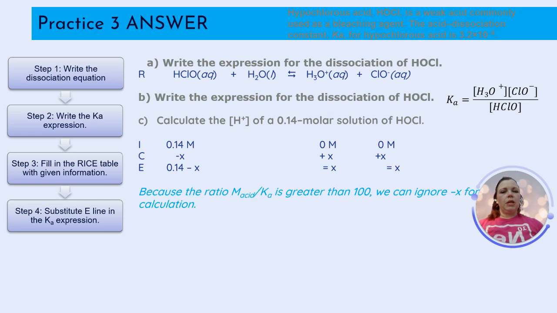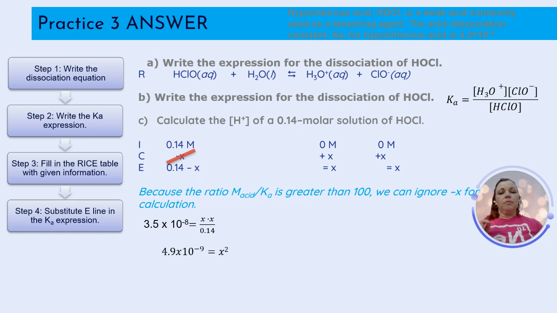We're going to be able to ignore the minus X in the reactants because the ratio of the molarity of acid to Ka is greater than 100. So the starting molarity is more than 100 times larger than your Ka, so we're going to ignore the minus X. Then 3.5 times 10 to the negative 8th, which remember is our Ka from our prompt, is equal to X times X over 0.14.